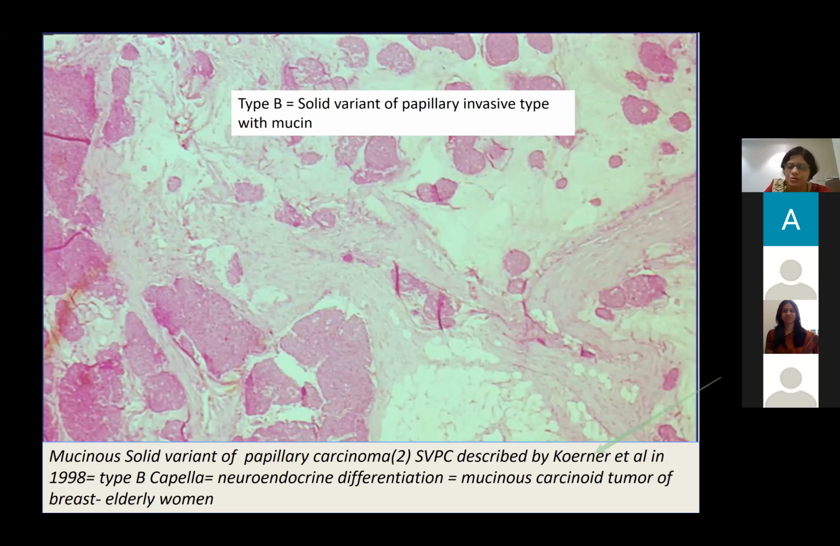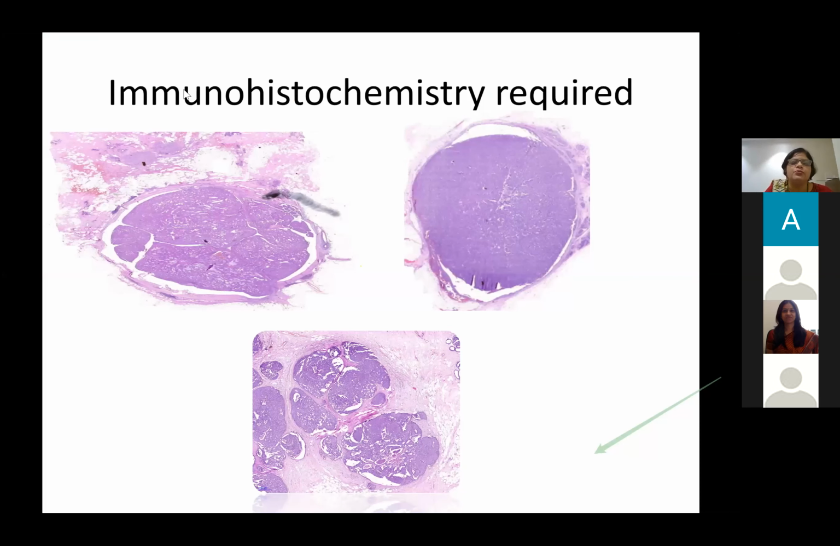To tell you in a nutshell, the papillary tumors which require immunohistochemistry and differential diagnosis are a complex papilloma with epithelial hyperplasia, encapsulated papillary carcinoma, and solid papillary carcinoma intraductal variant. These three can look like one another. And of course, there's a benign papilloma that I have not included. And so you need to use your myoepithelial markers liberally.